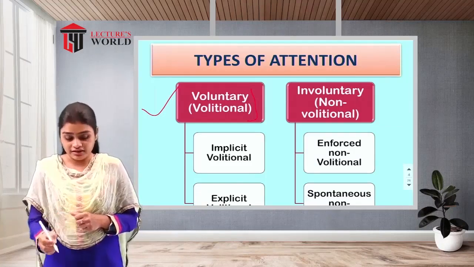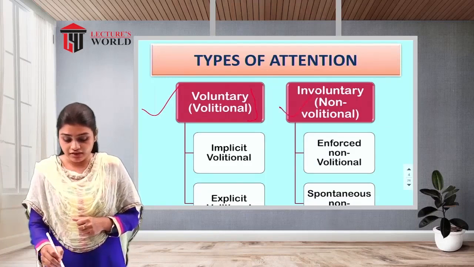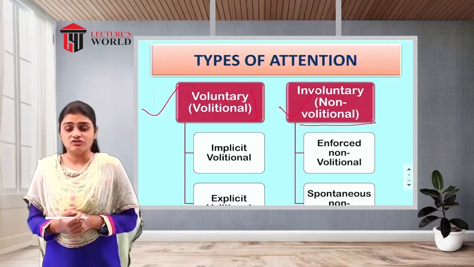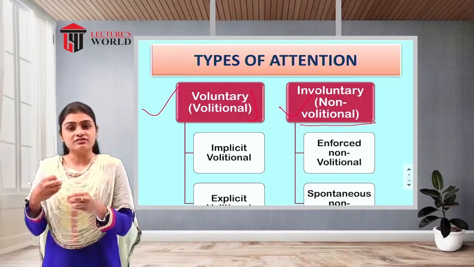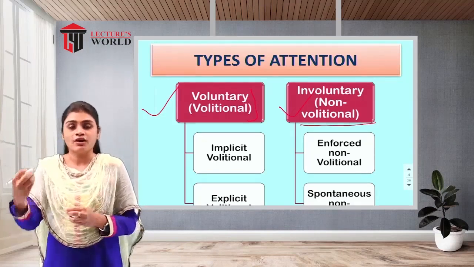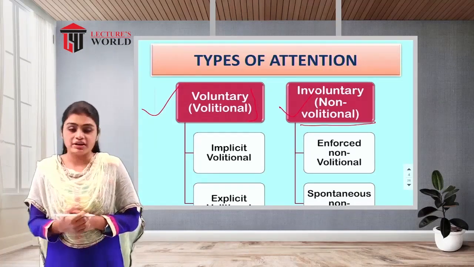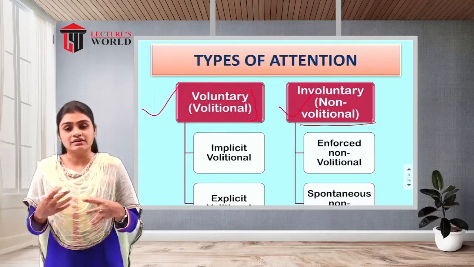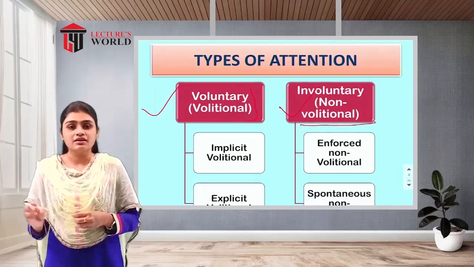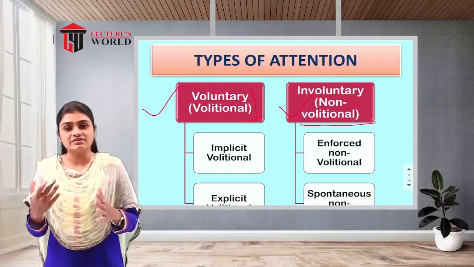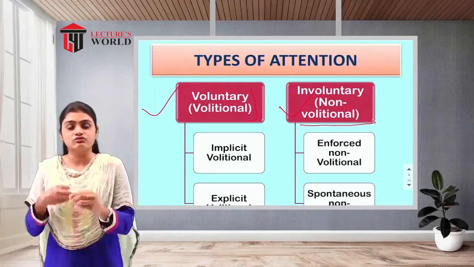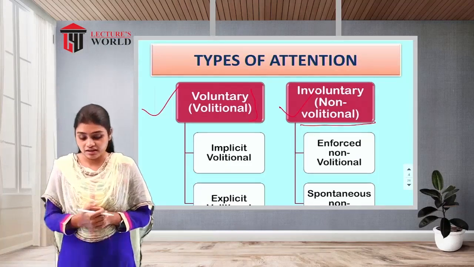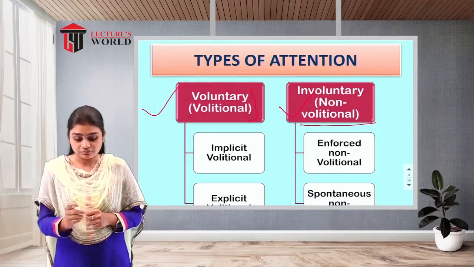The next type of attention is involuntary, or we can say non-volitional attention. Involuntary attention means something is forcing us to attend to a specific object or situation. Personally we don't have any choice or any reason, we don't have any desire to focus on something, but some situations or circumstances are forcing us to focus on that particular thing. That is called your involuntary, or non-volitional, attention.